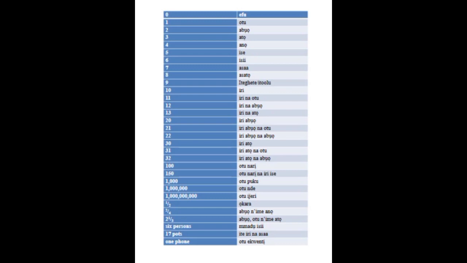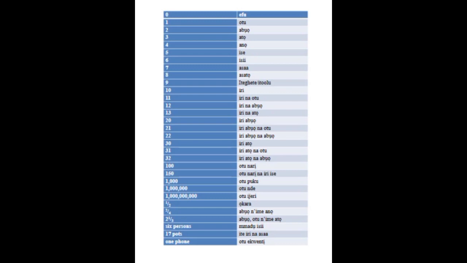It means 10 and 1. You just be adding. Iri na abụọ, 10 and 2. Iri na atọ, 10 and 3. Iri na anọ, 10 and 4, and so on. I want you to write it out, complete it up to 19. Okay, you get to 20 now.